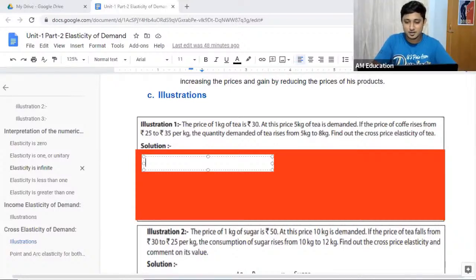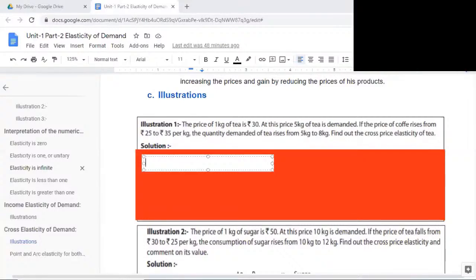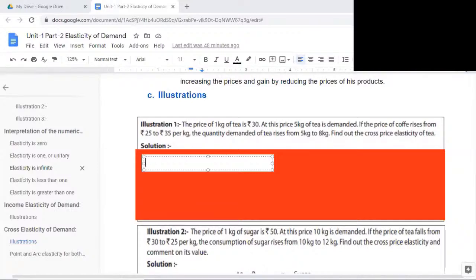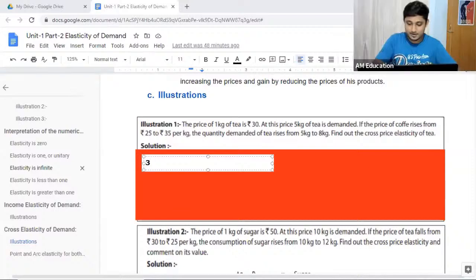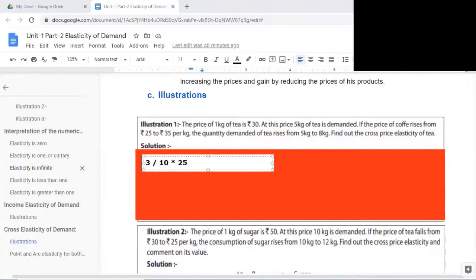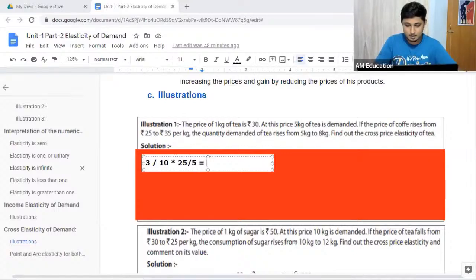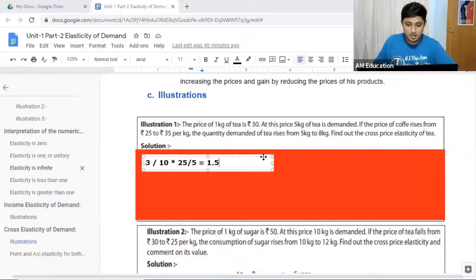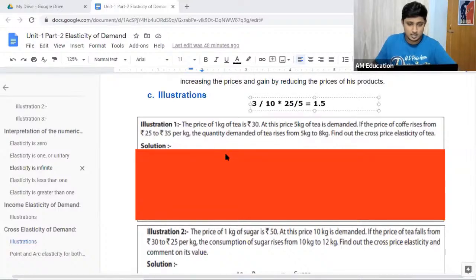What is the change in the quantity? 3, sir. 3 divided by 10, into 25 divided by 5. And this should be 1.5. All of you agree with this? Yes, sir. Okay, then let's see.